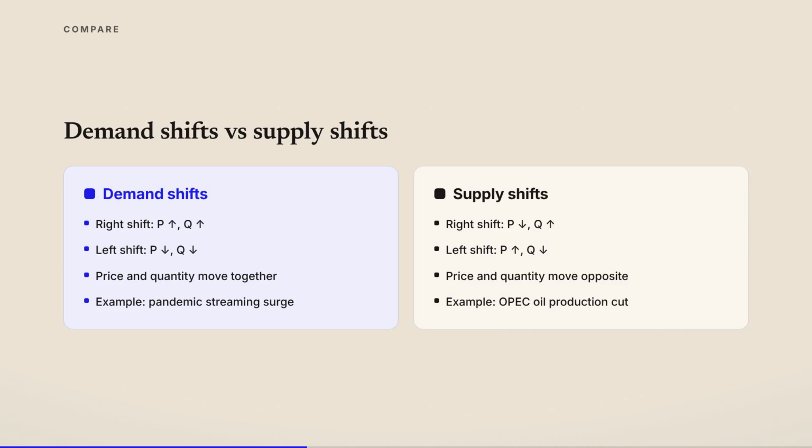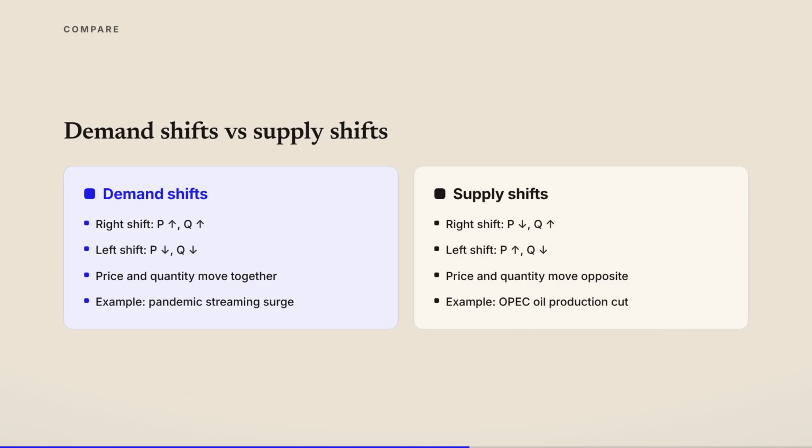When demand shifts to the left, both price and quantity fall. The collapse in business travel during the pandemic is a perfect example. Hotels in downtown business districts had to slash room rates. Supply shifts work differently. When supply shifts to the right, more is available at every price. Equilibrium price falls, but quantity rises.